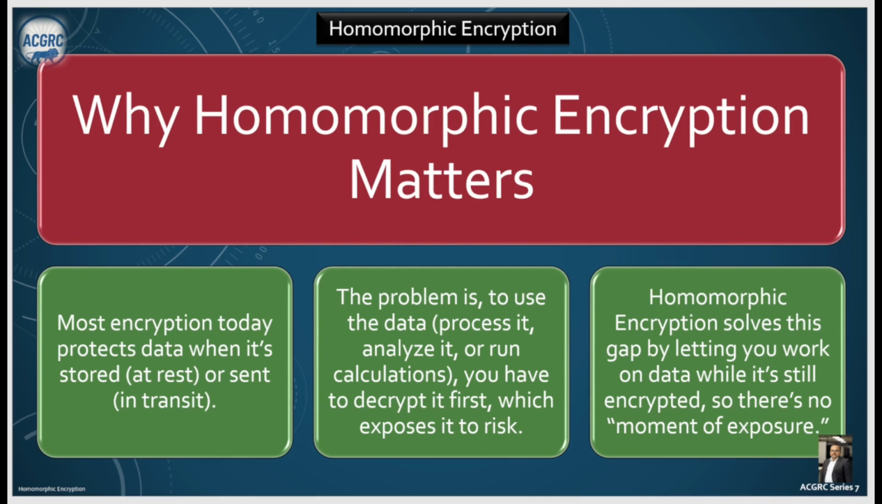While most encryption today protects data when it's stored, at rest, or sent, the problem is that to use the data, you have to decrypt it first, which exposes it to risk. So, homomorphic encryption solves this gap by letting you work on your data while it's still encrypted. So, there is no moment of exposure.